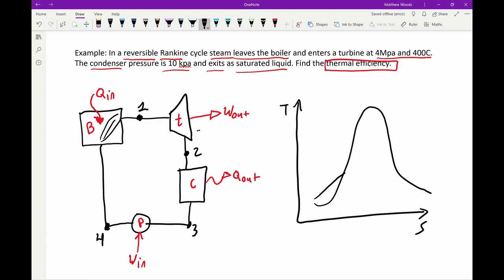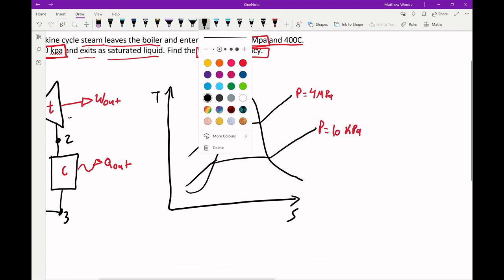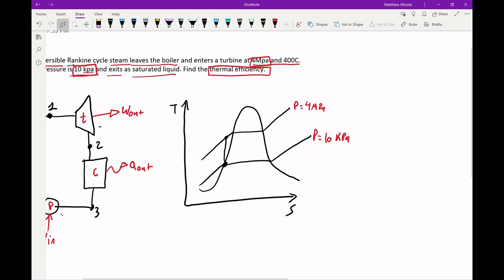Next, I like to draw a quick TS diagram. Keep in mind there's two pressures here because we have one turbine and one pump. This will be the 4 megapascals and 10 kPa. Most points can be quickly plotted on this TS diagram, except for state point 2, as we do not know where state 2 lies, whether it's in the mixture region or superheated.